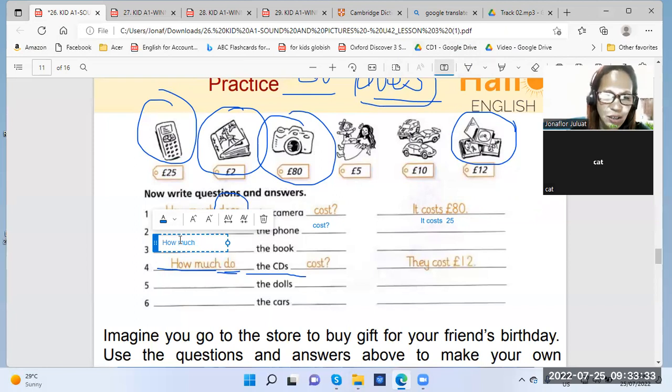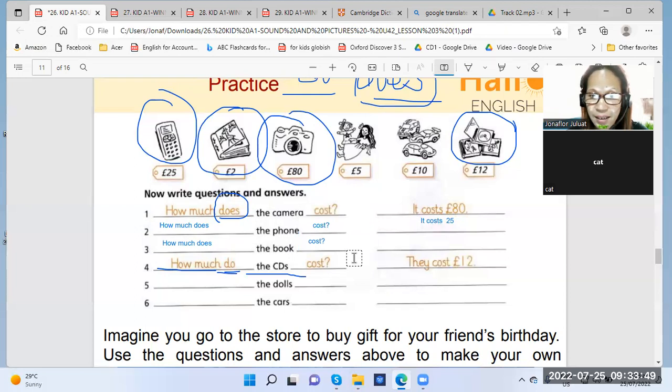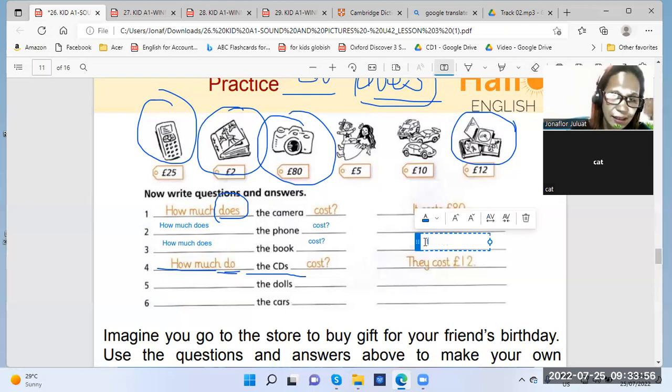How much does the book cost, right? Yes, and you will answer it is, 2 pounds, right? Yes, you will use it is because there is only one.